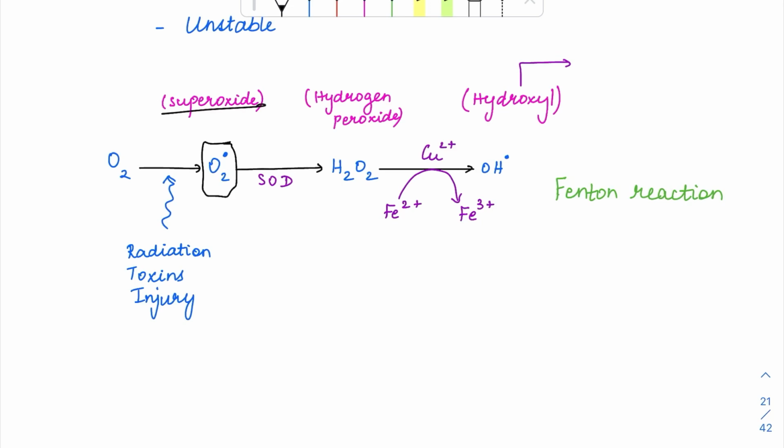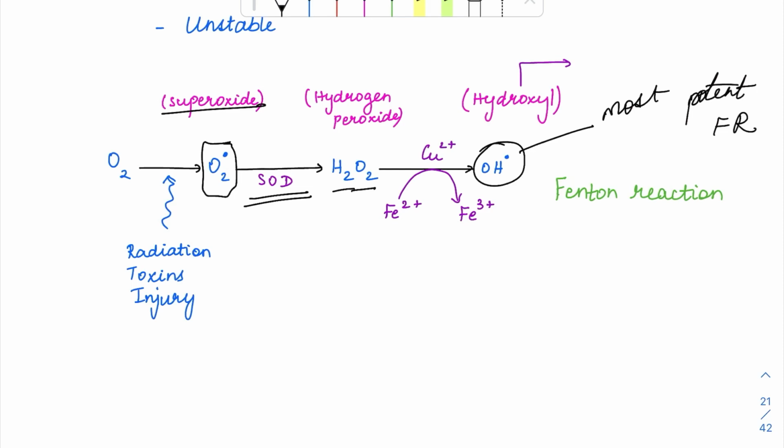Then the superoxide is going to be dismutated. This dismutation is caused by the enzyme called superoxide dismutase. Superoxide dismutase will dismutate this superoxide ion into hydrogen peroxide, which is H2O2. This H2O2 will then convert into a hydroxyl free radical. OH dot is this hydroxyl free radical, and this is the most potent free radical.